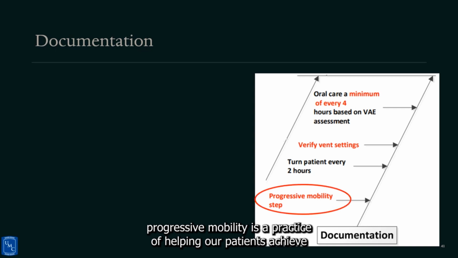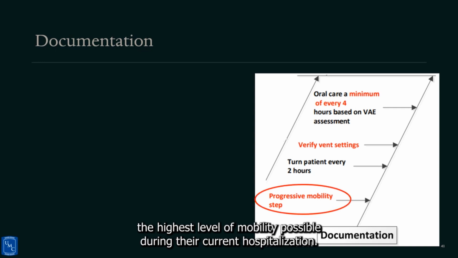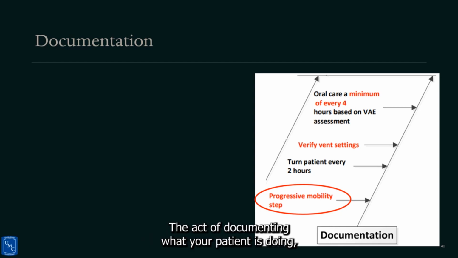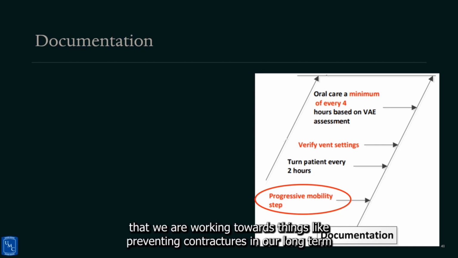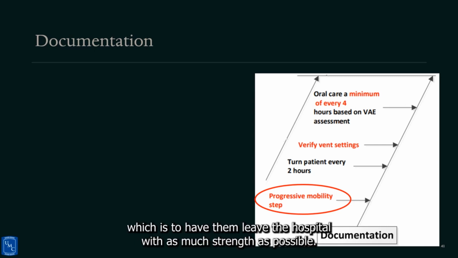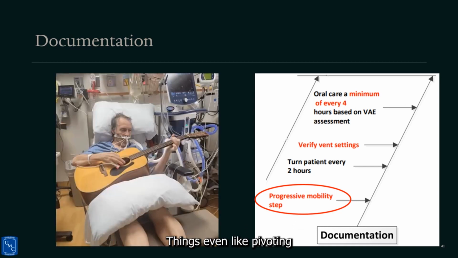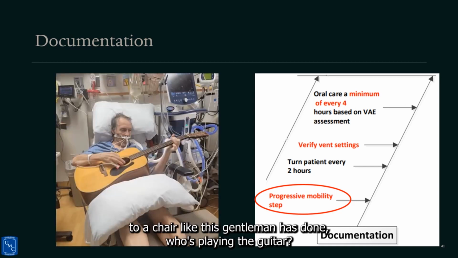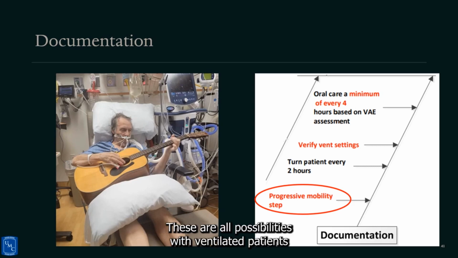Progressive mobility is the practice of helping our patients achieve the highest level of mobility possible during their current hospitalization. The act of documenting what your patient is doing, even if it's just range of motion, is important because it shows that we are working towards things like preventing contractures in our long-term intubated patients and have not forgotten the end goal, which is to have them leave the hospital with as much strength as possible. Things even like pivoting to a chair, like this gentleman has done who's playing the guitar, these are all possibilities with ventilated patients.